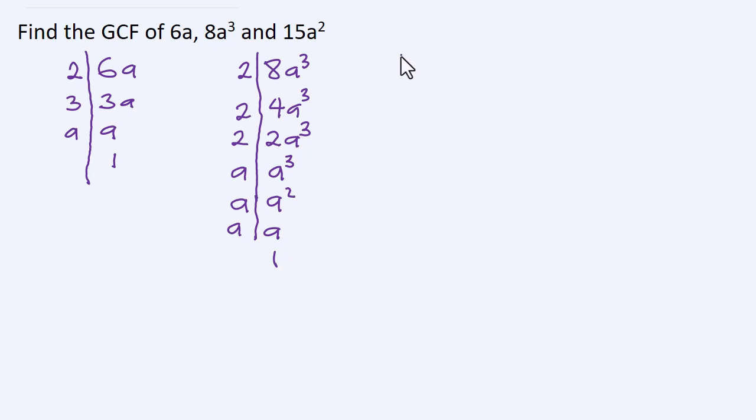So let's solve for the last one. 15a squared. 2 cannot go. In as much as we want to use the least value that can divide without a remainder above 1, we have to be sure that that number can divide whatever we want to divide without a remainder. So 2 cannot divide 15 without a remainder. So we have to use the next value, which is 3. 15 divided by 3 gives us 5.